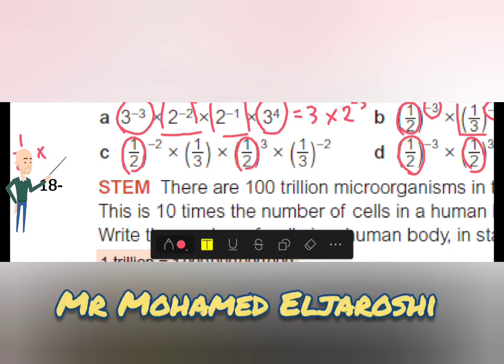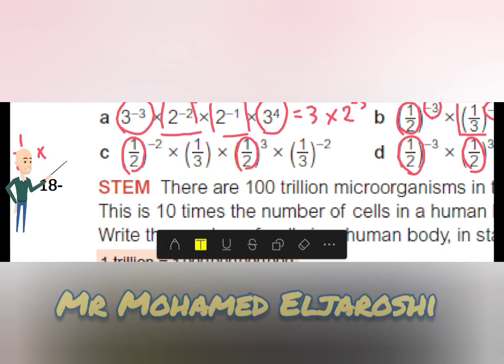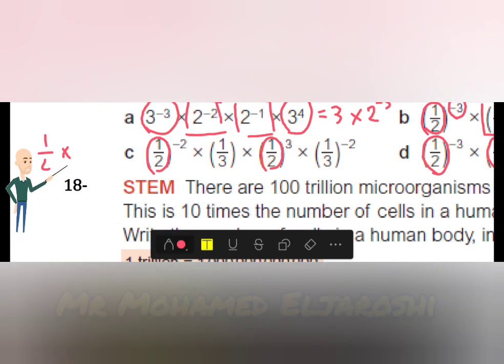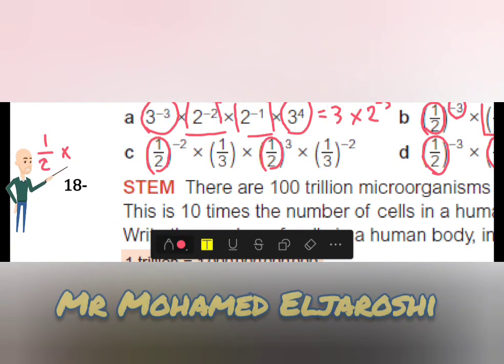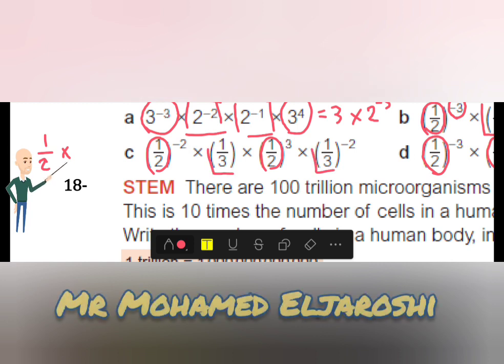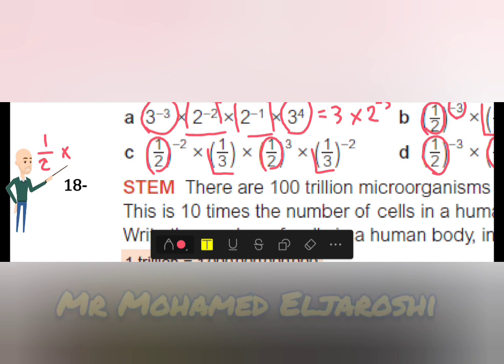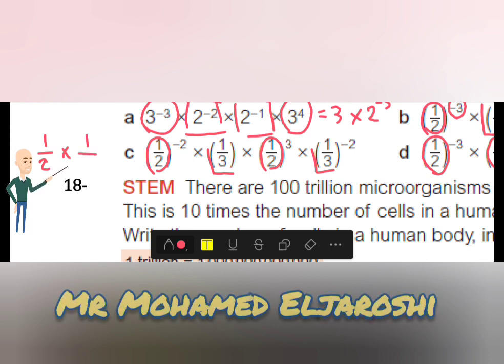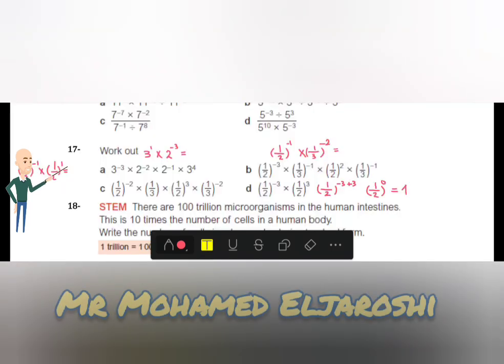Multiplied by, wait, change this. So we got half. And then we have the third, same base number. When we add the powers, 1 minus 2 equals minus 1. So it's going to be third with a power of negative 1, okay? Because we added 1, negative 2 equals negative 1.